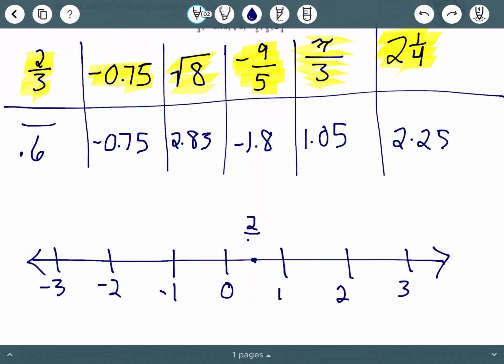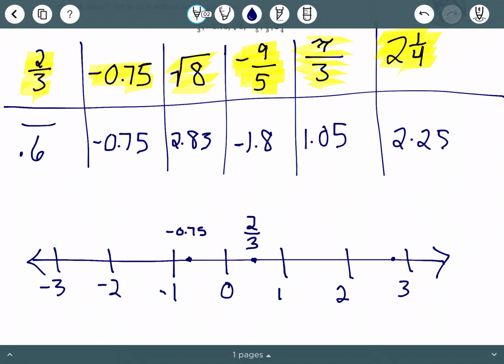Okay, our next one is negative 0.75, so that's not quite all the way to 1. So it's going to be about 3/4 of the way to negative 1. Again, that's negative 0.75. The next one is 2.83. That's going to be not quite to 3. Say right around here is good.